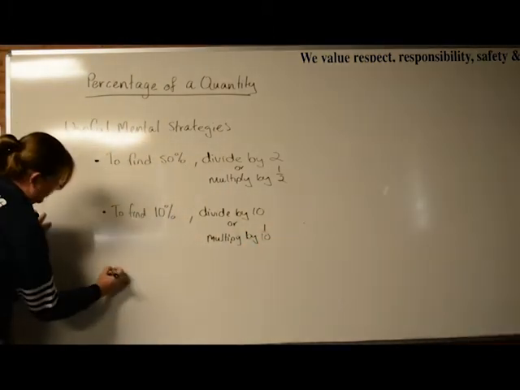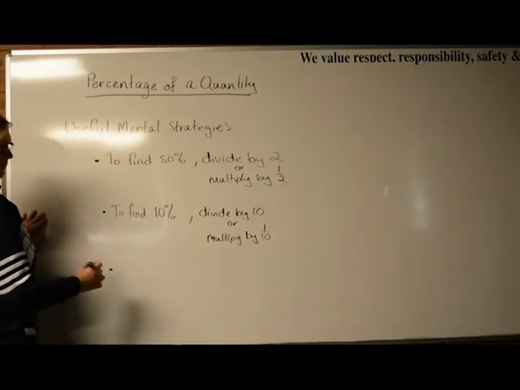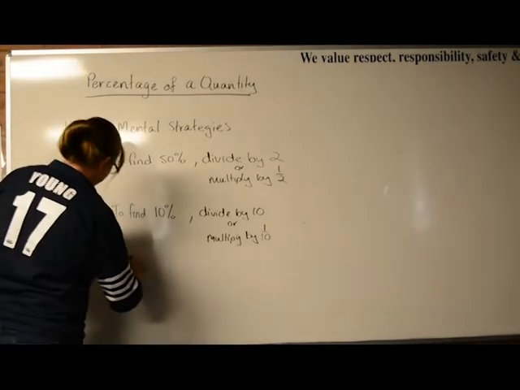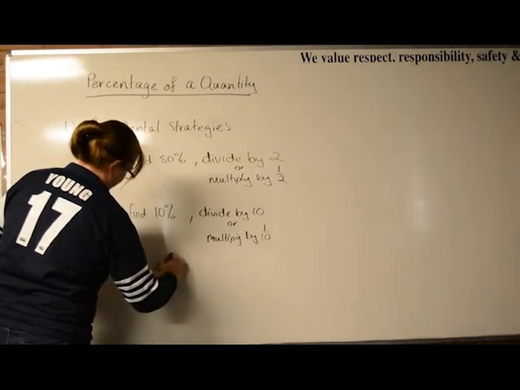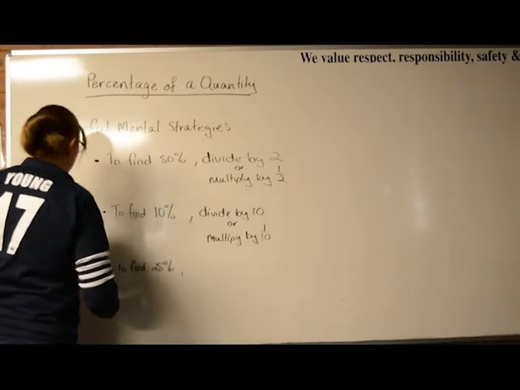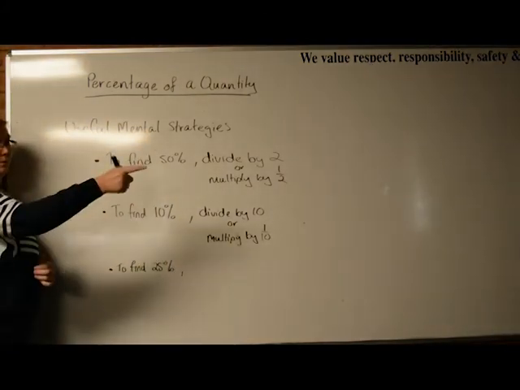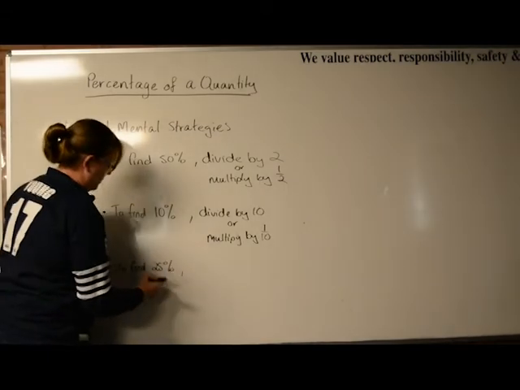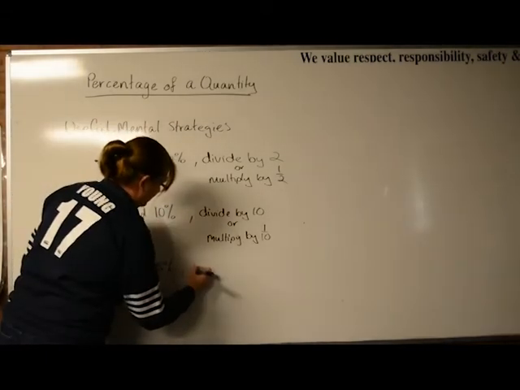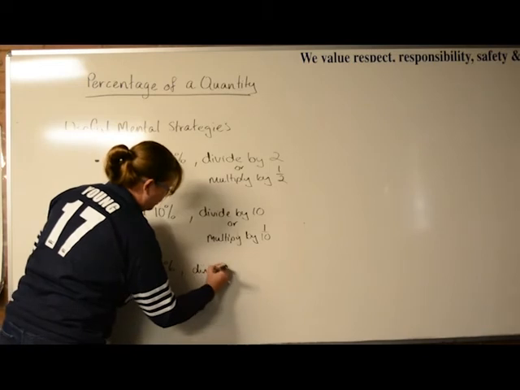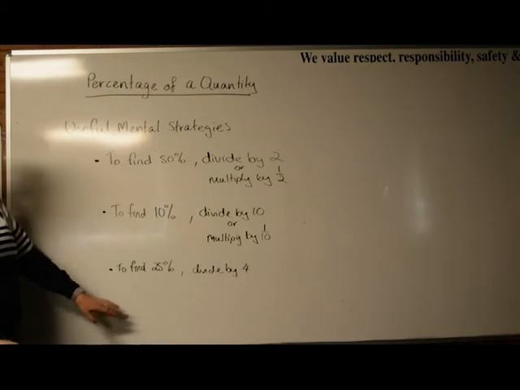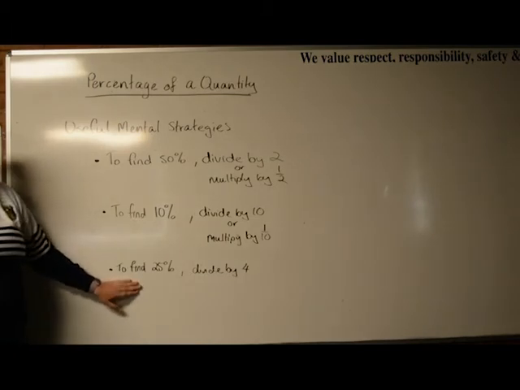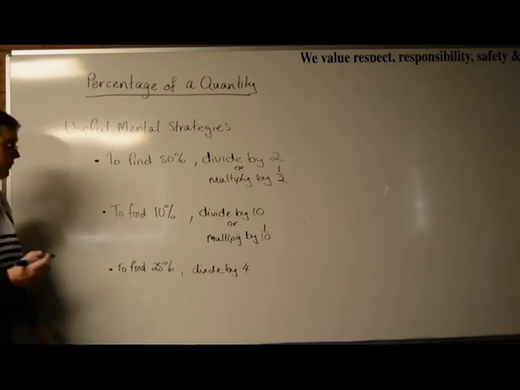A third one. To find 25%, what do you think I might do? Dominic. Divide by 4. Yes, excellent. Why am I going to divide by 4? Because 25% is a quarter. Which means what can I multiply it by? 1 over 4.